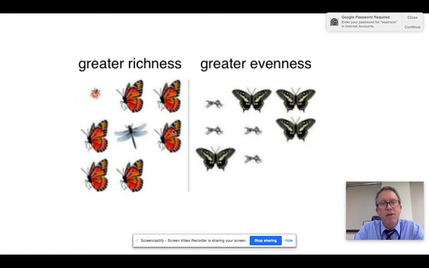But if you look over here, this butterfly dominates. There's 6 of this butterfly and just 1 of the dragonfly and 1 of the beetle. But if I come over here, I have better evenness because I have 4 butterflies and 4 ants, so the distribution of the population is more even. That's the difference between the two. I think if you look at this slide, hopefully you get the idea.